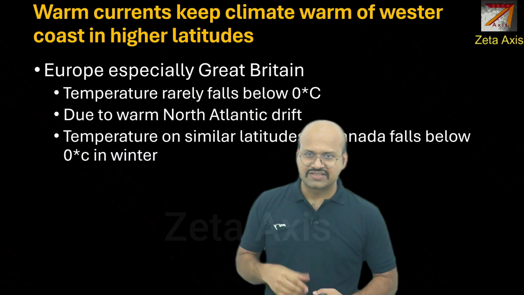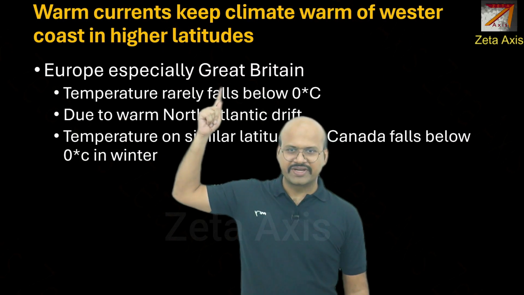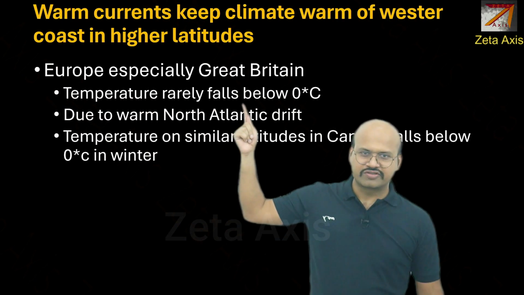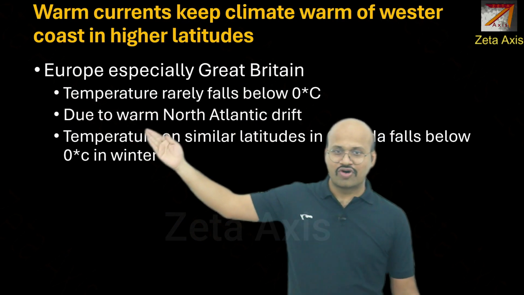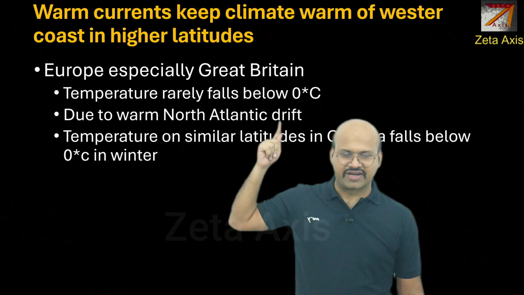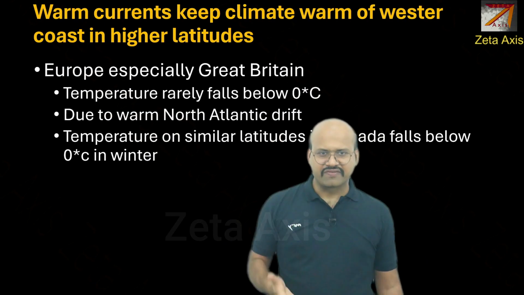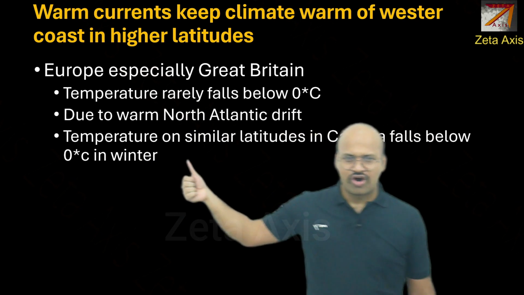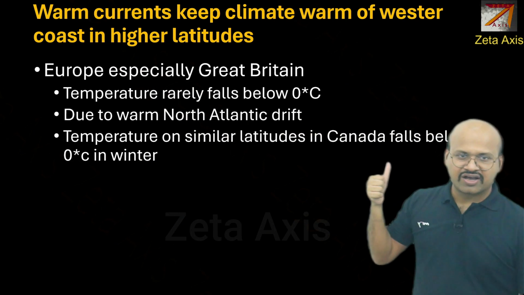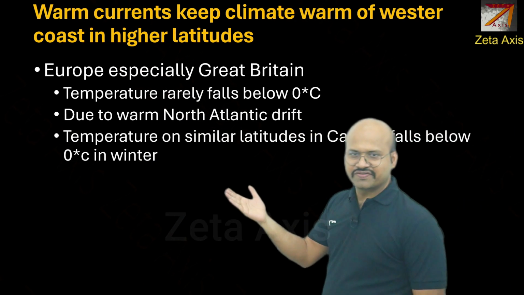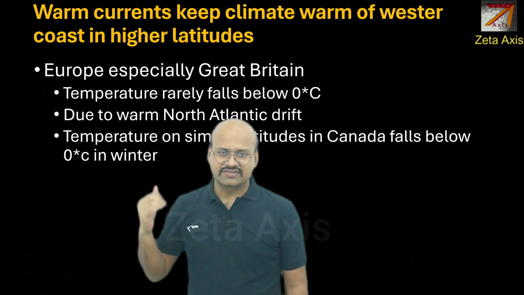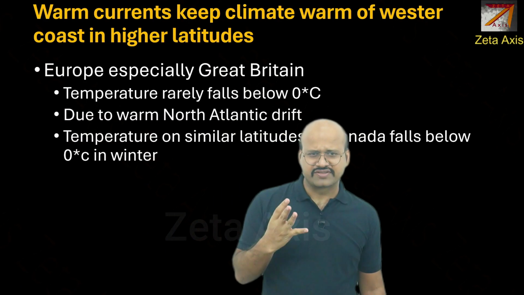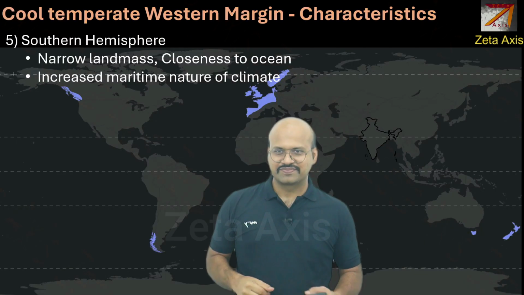So here we can see the summary. Europe, especially Great Britain, temperature rarely falls below 0 degrees Celsius due to warm North Atlantic drift current, which is an extension of Gulf Stream from the Atlantic Ocean. Temperature on similar latitudes in Canada falls below 0 degrees Celsius in winter. We have seen that at Halifax, the temperature went for 4 months below 0 degrees Celsius.